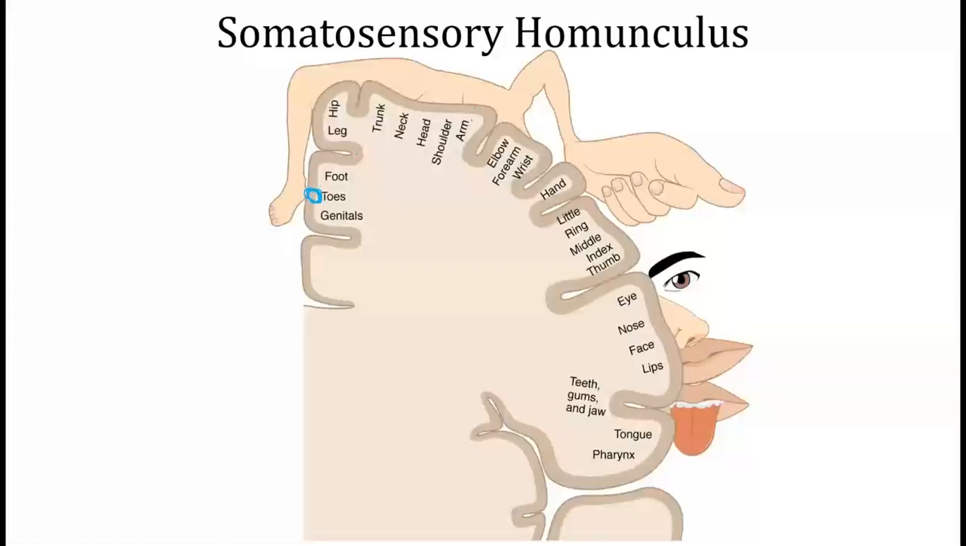If your arms were being touched, it would be generally somewhere around here. If your hand was being touched, we would detect that somewhere on this part of the gyrus, and then your face would be further down. So it's all mapped out, and that's one of the ways that your body can more or less code where the stimulus is coming from.